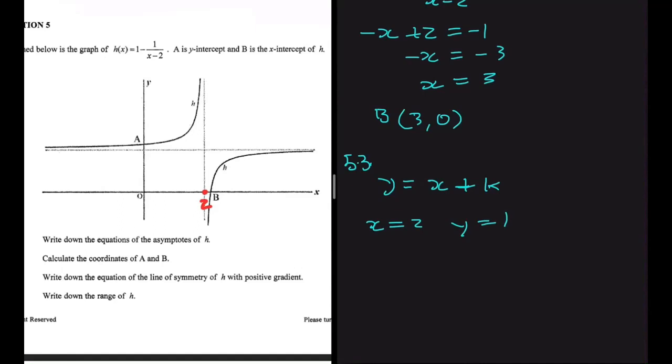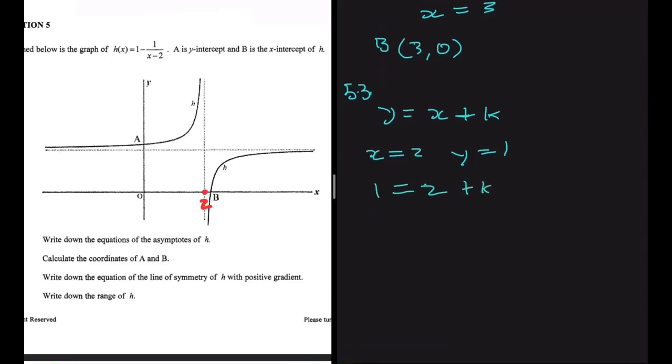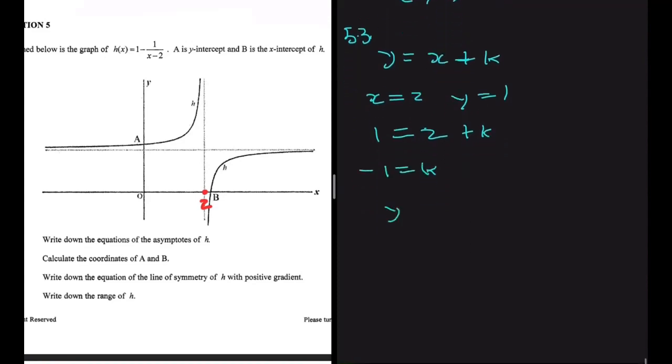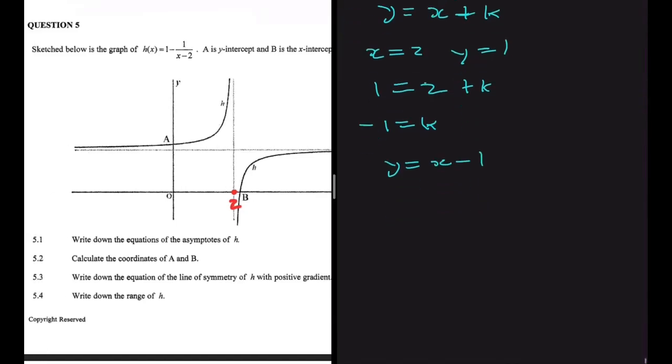So if we substitute this, we're going to get 1 being equal to 2 plus k, right? And then it is easy to see now that minus 1 will be equal to k, giving us an equation in the form y is equal to x minus 1. So this is the equation of the line of symmetry with a positive gradient, right? It's pretty much straightforward.